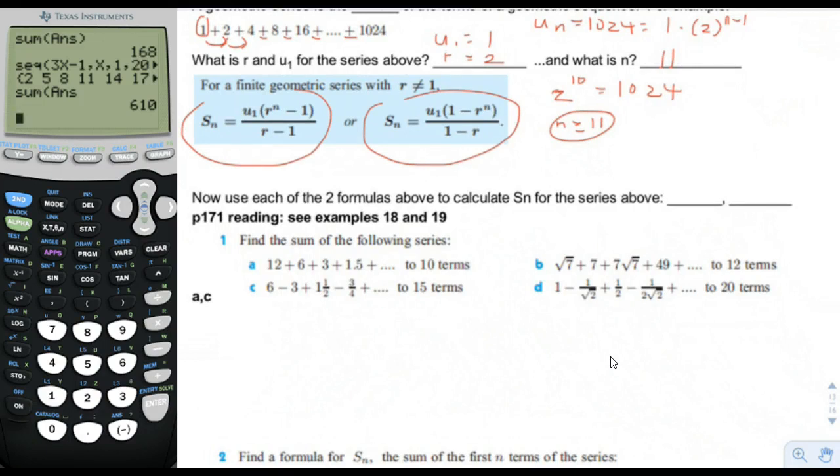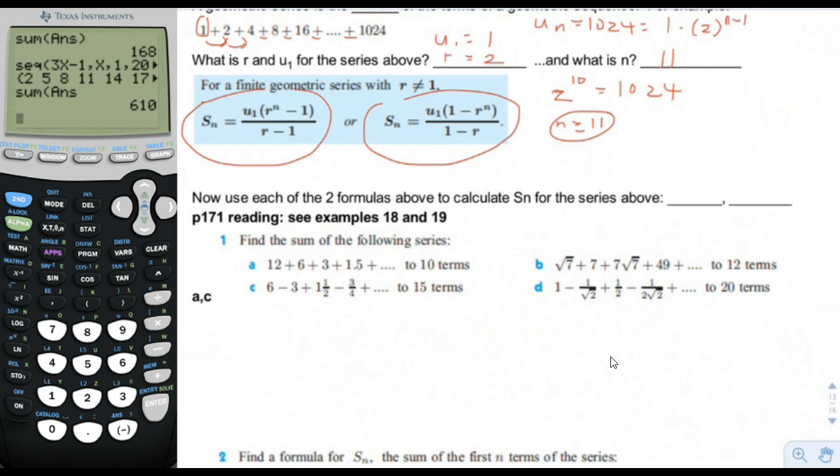For a finite geometric series with r not equal to 1, we're given two formulas to figure out the sum of a geometric series. And remember the video that you watched right after the last investigation, where you learned about how this is derived. Now use each of the two formulas above to calculate S sub n for the series above.